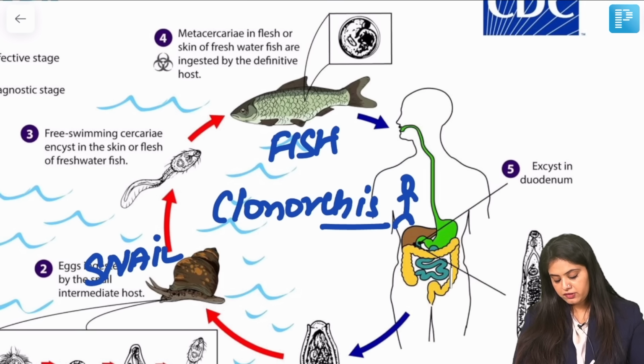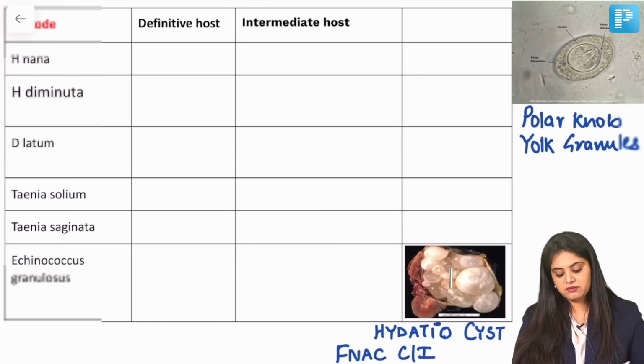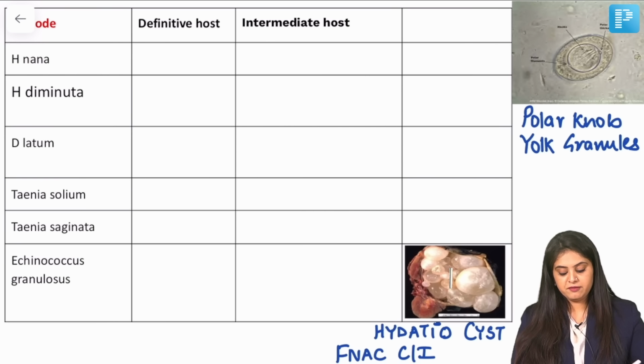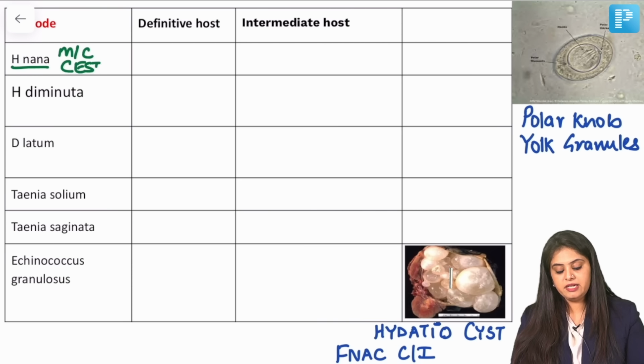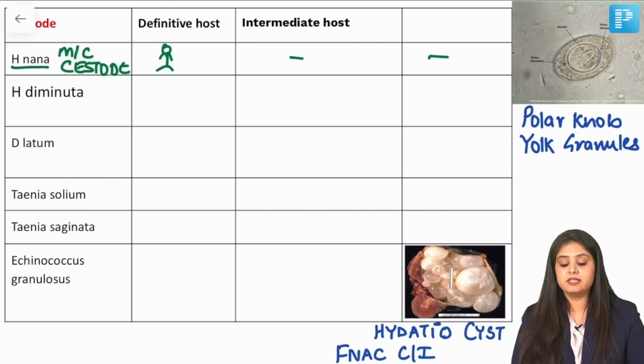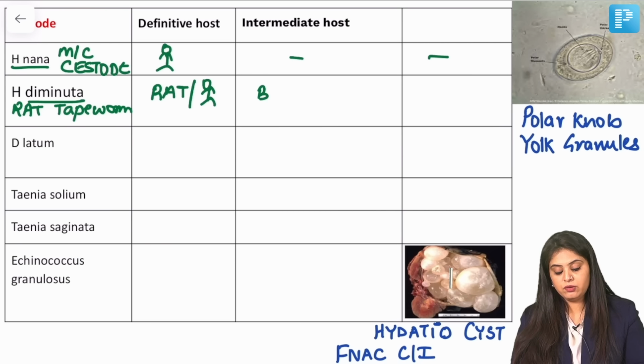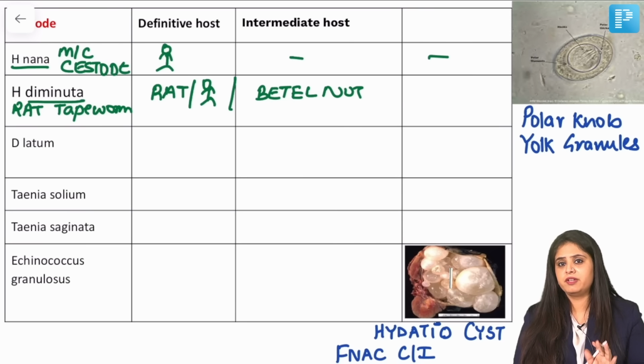So the trematodes are done for me, and I can move on to the next one, that is the cestodes. In the cestodes, we have all of these. Of course, it is H. nana, which is the most common cestode infection, and it needs no one else other than human beings for its life cycle, so nothing else needed. H. diminuta is also referred to as the rat tapeworm, which means it requires a rat. It will need us also in its life cycle, and it also might need a beetle nut. If you don't want to learn beetle nut, it's okay, it's not very important.